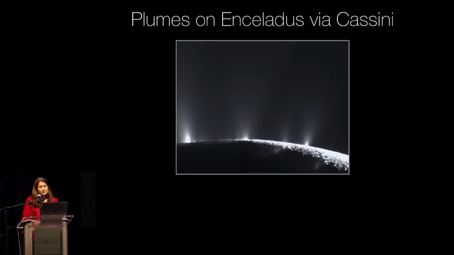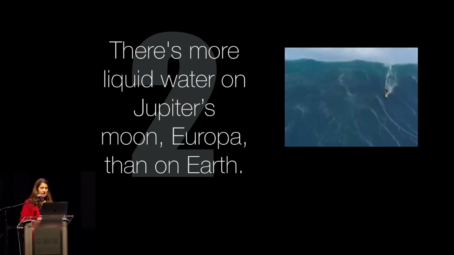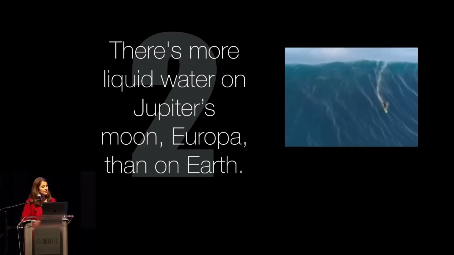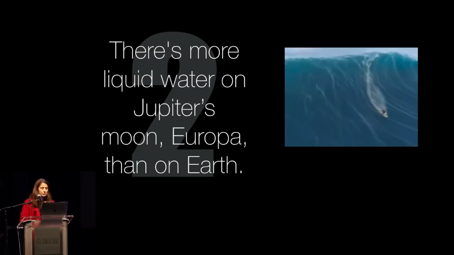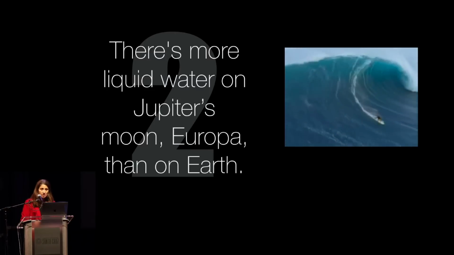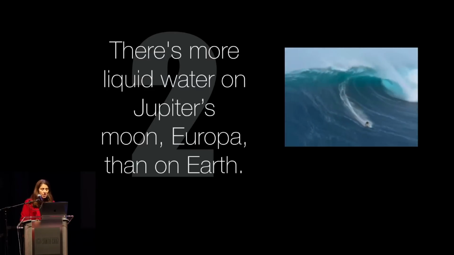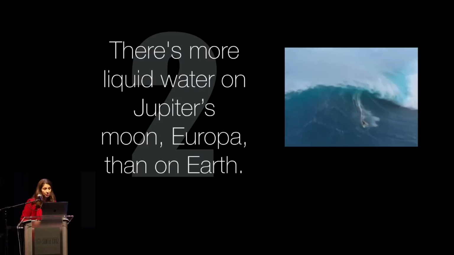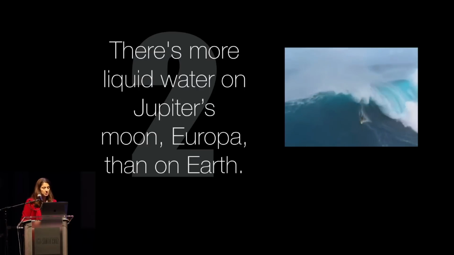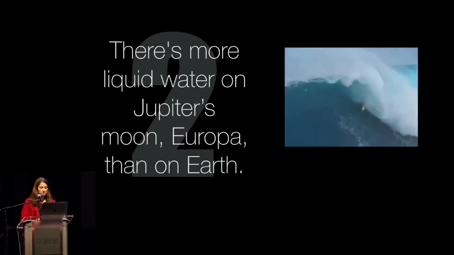Enceladus isn't the only place that shows these geysers. Jupiter's moon Europa also shows these geysers and is a very, very interesting place that NASA wants to go to next. And I think one of the reasons NASA wants to go there is because it turns out, fun fact number 2, there's more liquid water on Jupiter's moon Europa, under that ice, more water there than there is on Earth. Tremendous amount of water. Interesting chemistry could be going on there.